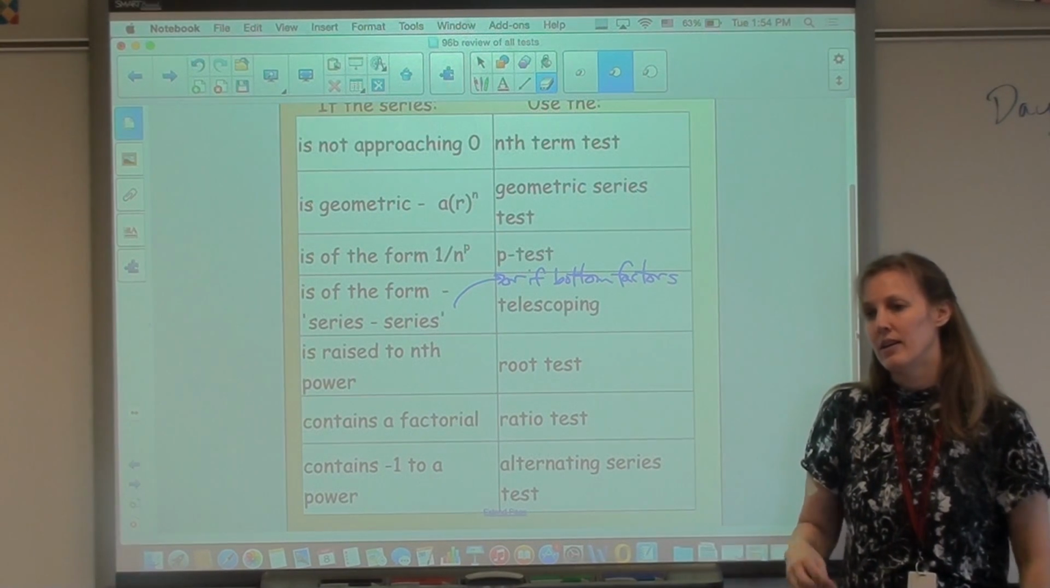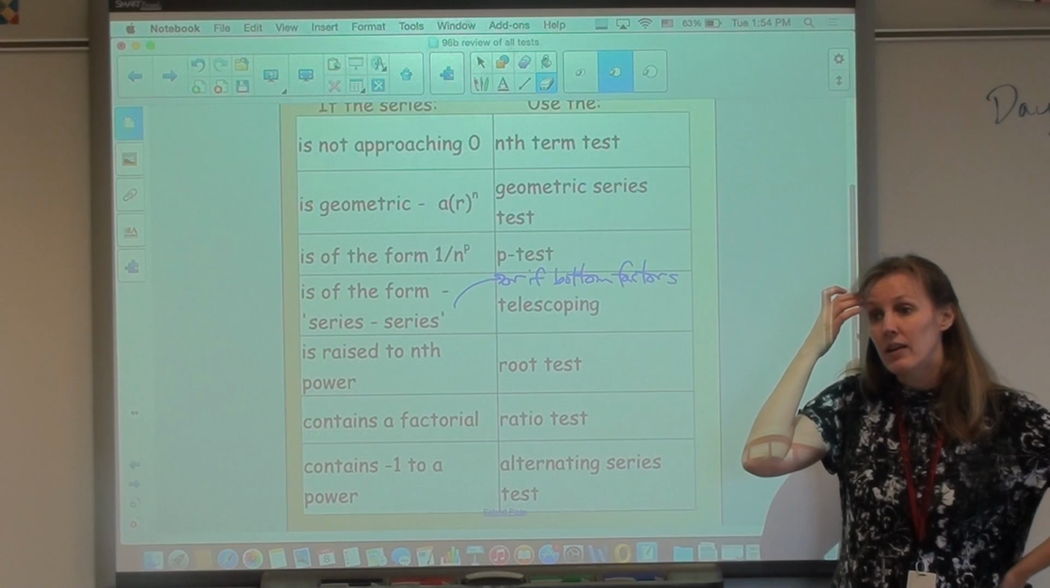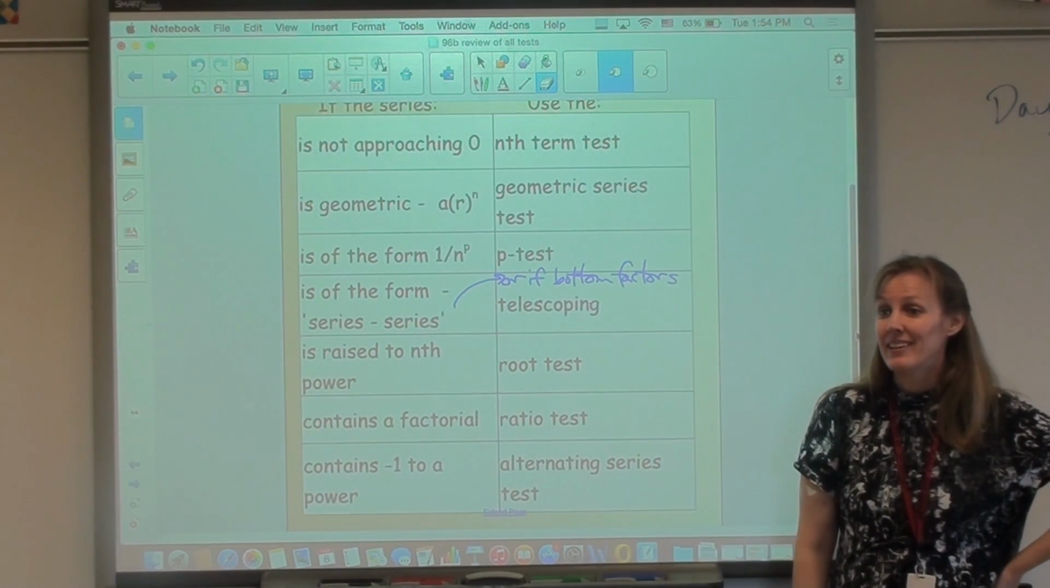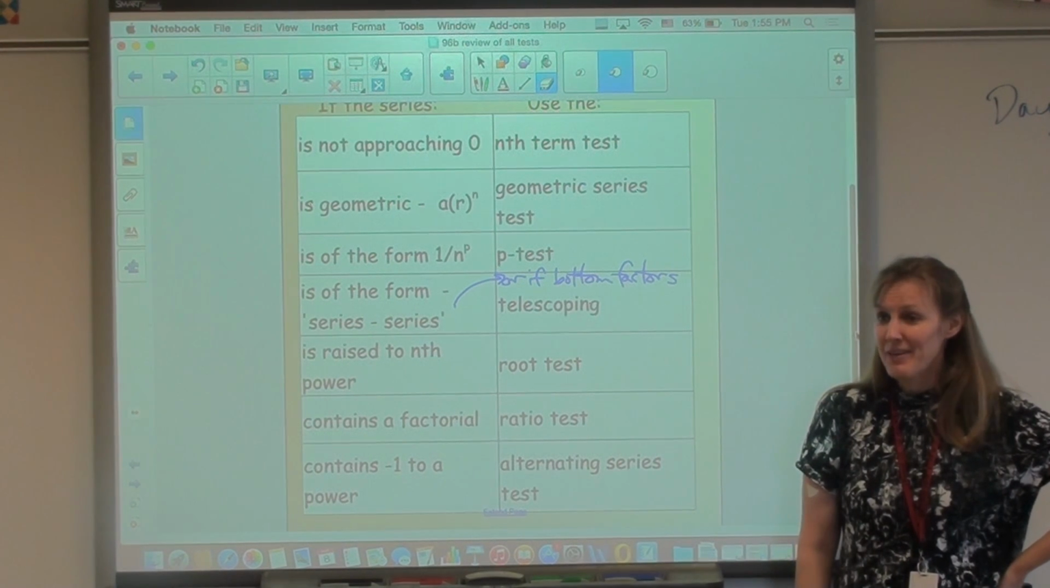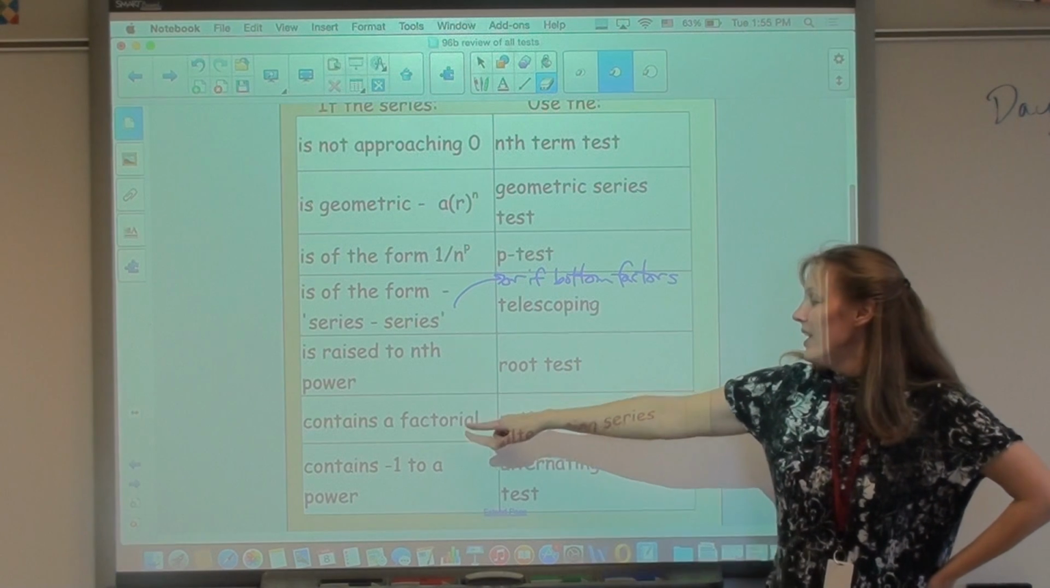Yes? Alright, legit question, but on the test, will there be any directions on what specific test to use for what problem, or is it just do what you think is best? Do what you think is best. Okay. Okay? Good. All right.